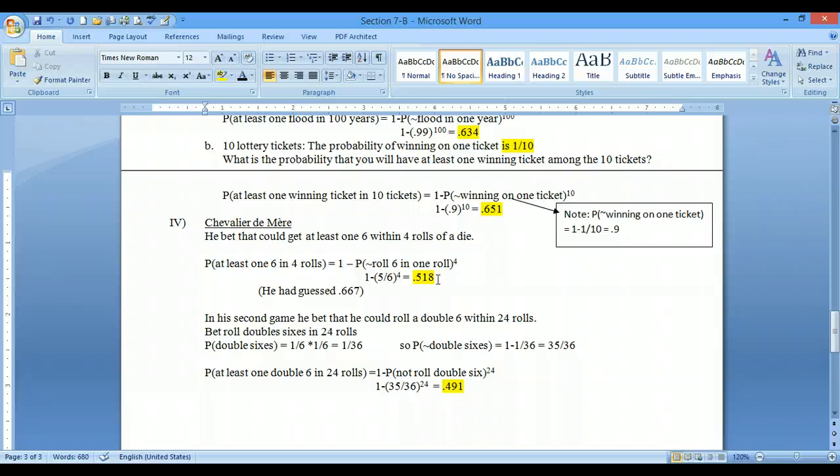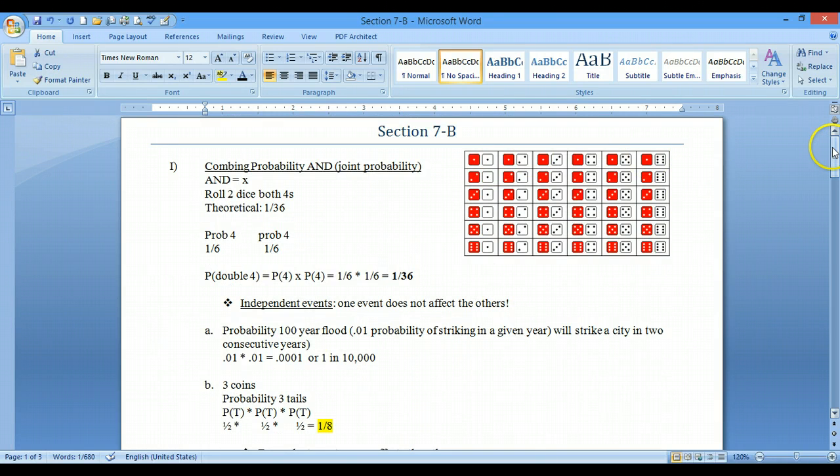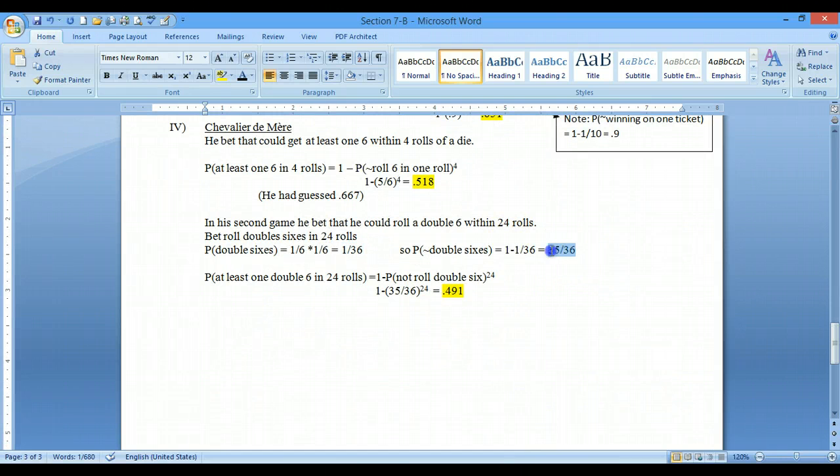In his second game, he bet that he could roll double 6s within 24 rolls. So let's go ahead and figure that one out. So double 6s, that means a 6 and a 6, and that's an and, so I need to multiply. So 1 out of 6 times 1 out of 6 is 1 out of 36 double 6s. So not getting double 6s is 1 minus 1 out of 36, which is 35 out of 36. And we know that because of our chart that we drew earlier in 7a and at the very beginning. And there are 35 possibilities of not getting that double 6.